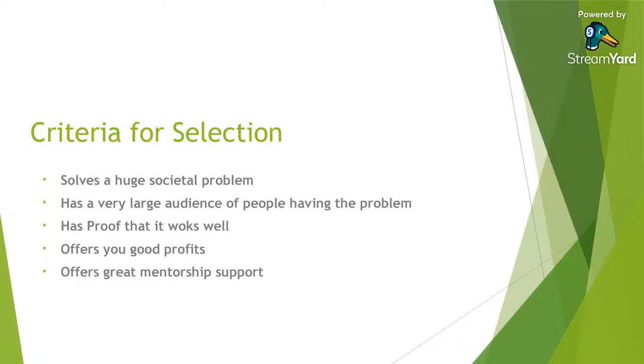So before you can choose any product to sell, make sure that the number of people that have that problem is very large. A very, very large amount of people have that problem. Take, for example, you all are on this call because you believe that affiliate marketing can provide the money that you need, isn't it? How many people in this world do not need money? Everybody has the problem of money.